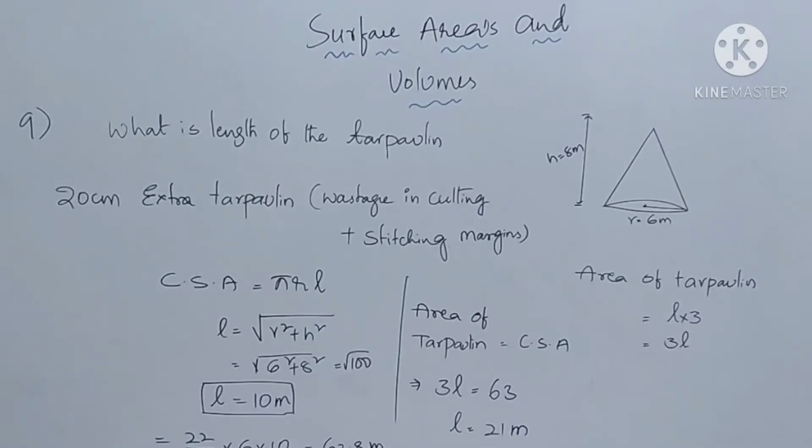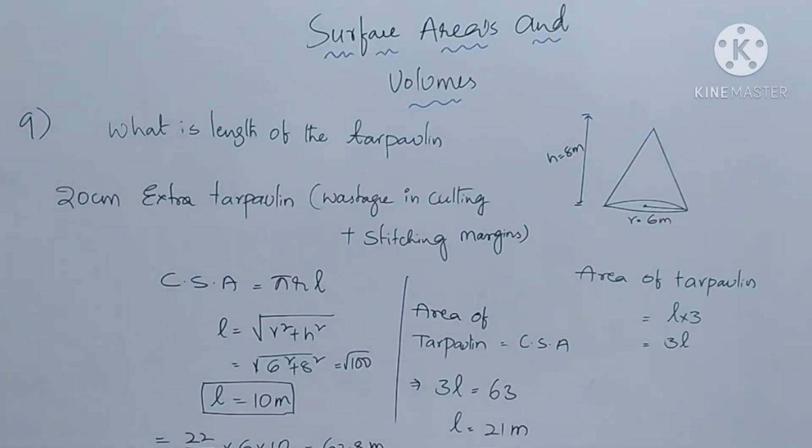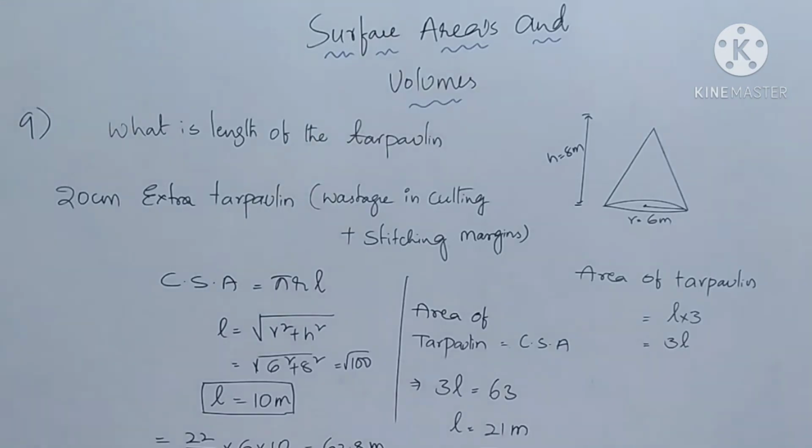This is our 9th question from exercise 10.3. The question: what length of tarpaulin, 3 meters wide, will be required to make a conical tent? The tarpaulin length is the unknown. The area of the tarpaulin is length into breadth. Breadth is already given, breadth is nothing but width, which is 3 meters. So the area of the tarpaulin is 3 into L.